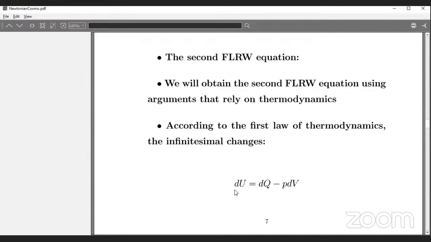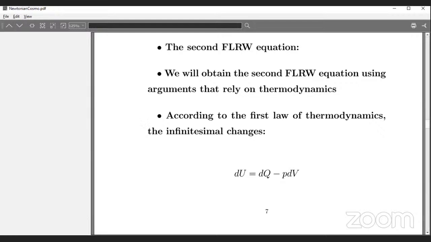So we know that the first law of thermodynamics tells us about conservation of energy. It says the change in the internal energy is equal to the change in the heat content minus pressure times dV. Pressure times dV is simply the work done, either on the system or by the system. Now what we will do is consider our spherical ball of co-moving radius r as our thermodynamic system, and we will apply the first law of thermodynamics to our spherical ball of co-moving radius r.